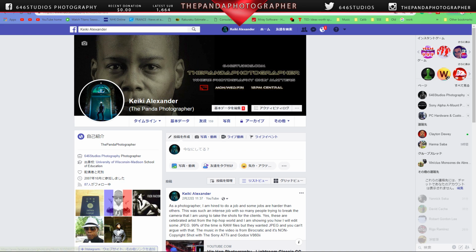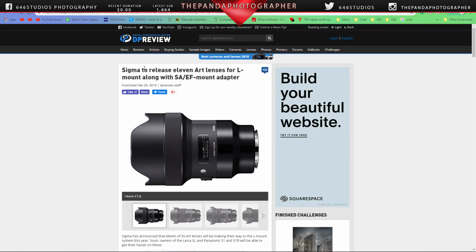But let's talk about Sigma has released lenses and an L mount adapter. Ooh, juicy. That's real juicy. So hey Sigma, thank you for listening to us, because a lot of photographers were saying, oh, the S1 and S1R don't have enough lenses right now, so I'm not going to invest in the camera. Well, Sigma just fooled you guys. But guess what? They just dropped the bomb on you guys. Check this out. They dropped the L mount adapter.